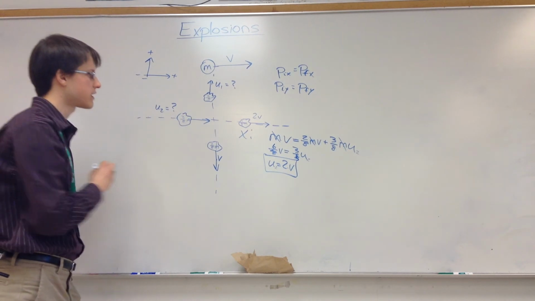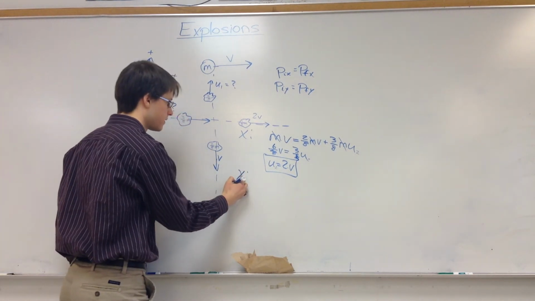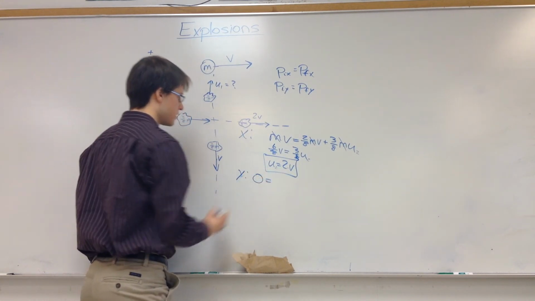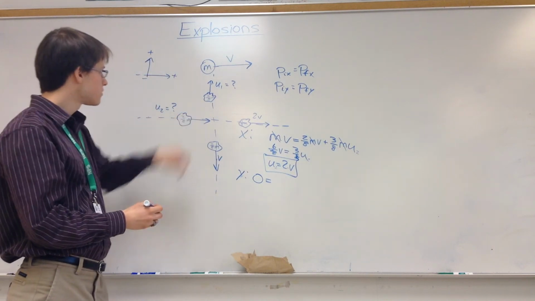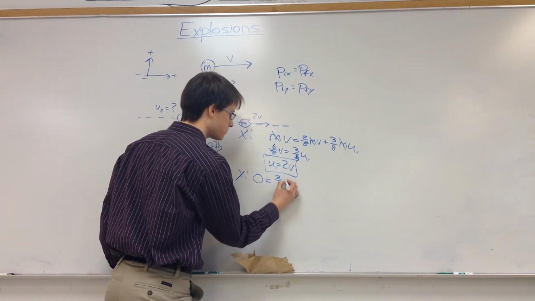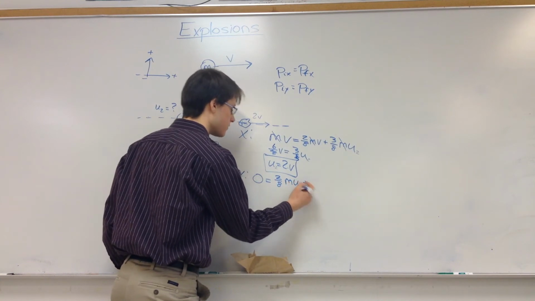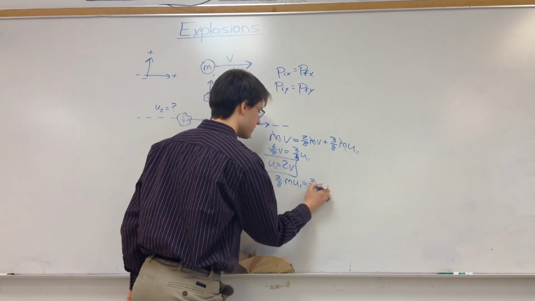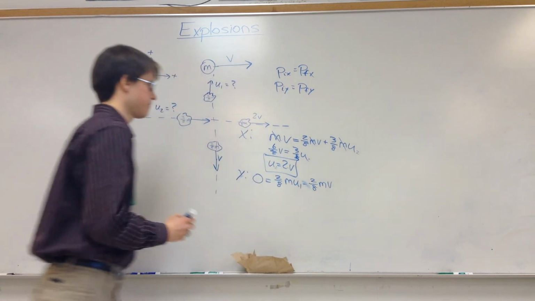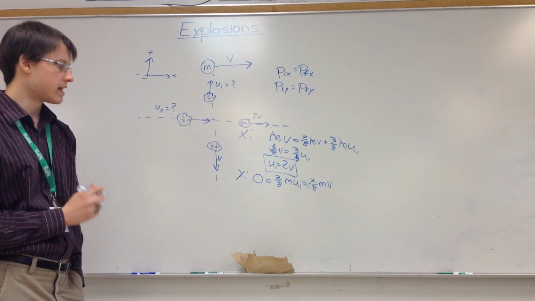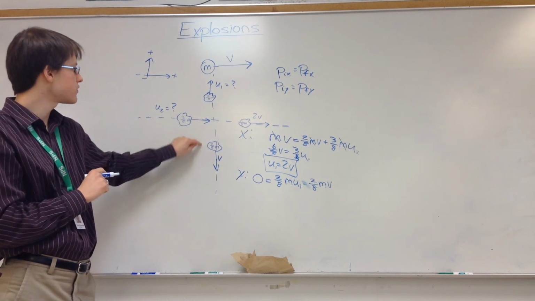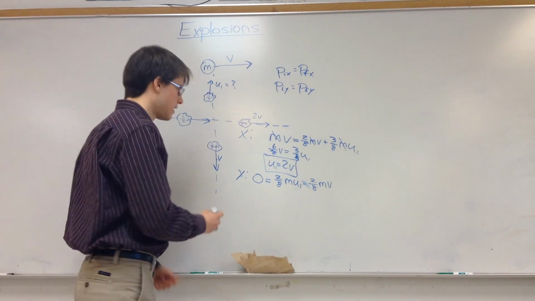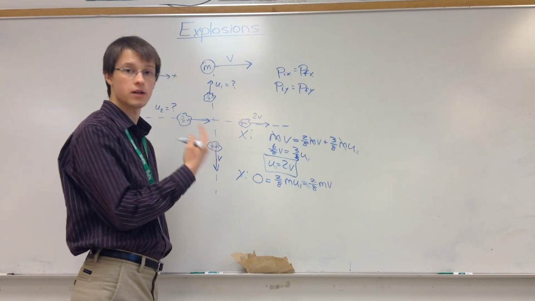For u1, we have to set up our equations for the y direction. So our y direction equation is going to be, well, the initial momentum is 0. So 0 is equal to the y direction, which is 2/8 mu1, minus, because this one is going down, so we have minus 2/8 mv. So this is actually nice, because we can just look at this and say, oh, these have the same masses, must have opposite velocities if it's going to be 0. So u1 has to be equal to v, but in the other direction.